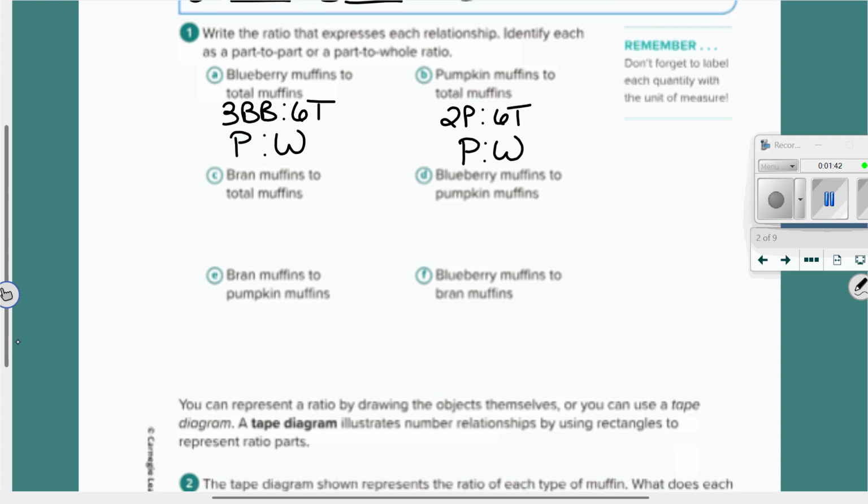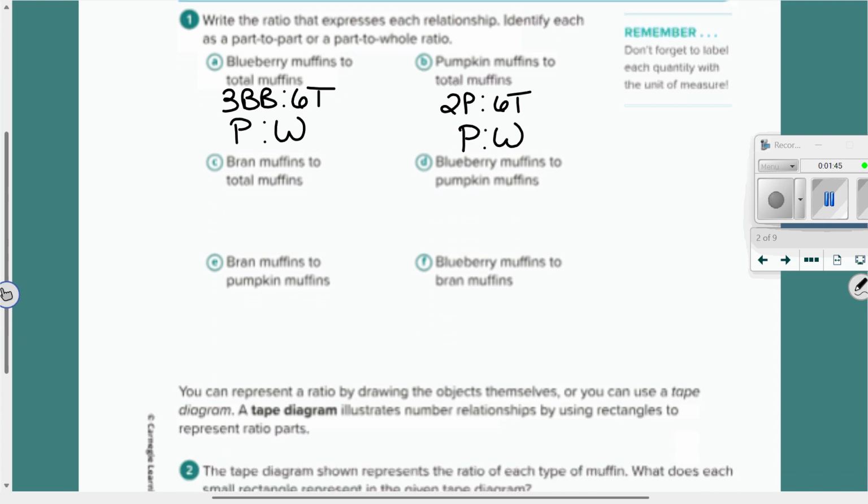All right, bran muffins to total muffins. Owen? 1 bran to 6 total. And is that part to part or part to whole? Blueberry muffins to pumpkin muffins. Somebody different. Ian? 3 blueberries to 2 pumpkin. Is that part to part or part to whole? Now we're at part to part. Bran muffins to pumpkin muffins.